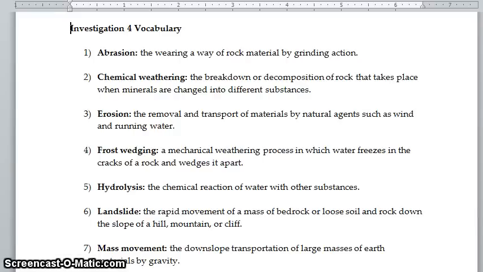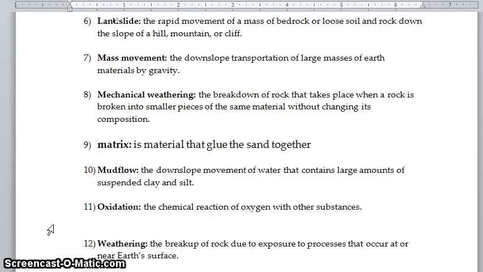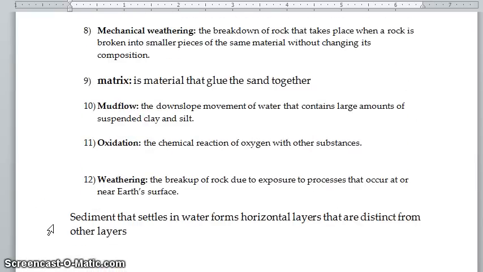Okay, so with investigation 4, we're going to start off by looking at our vocabulary. The vocabulary is going to be a lot of words dealing with weathering and erosion. That's our topic in this investigation. So we can see we have abrasion, chemical weathering, erosion, frost wedging, hydrolysis, landslides, mass movement, mechanical weathering or physical weathering, matrix, mud flows, oxidation, and weathering.